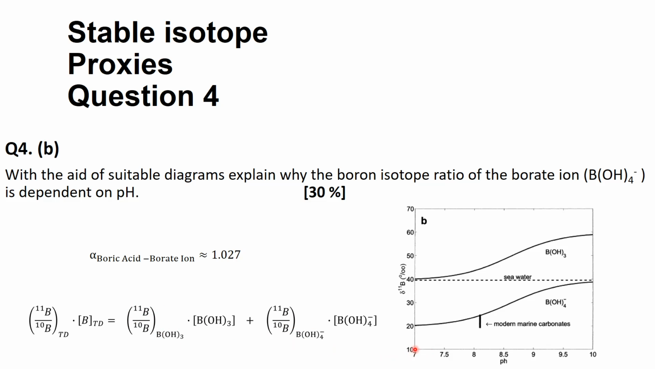So at very low pH, if all of the boron is as boric acid, then the boric acid has to have the same isotope composition as the total boron pool. Whereas at really high pH, if all of the boron is as the borate ion, it has to have the same isotopic composition as the bulk. Okay, so this explains why the boron isotope ratio of the individual components must change as a function of pH.